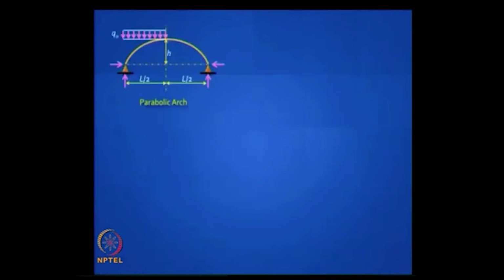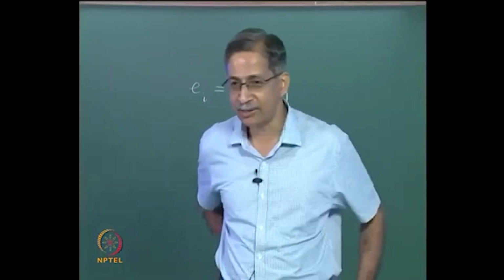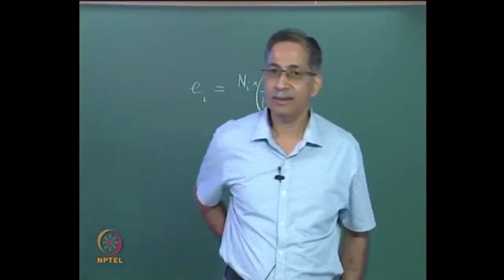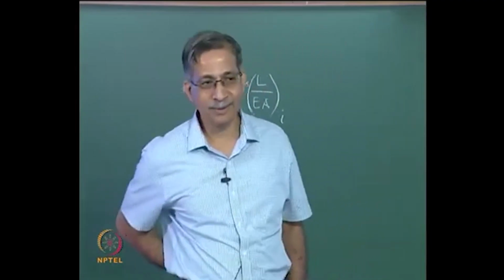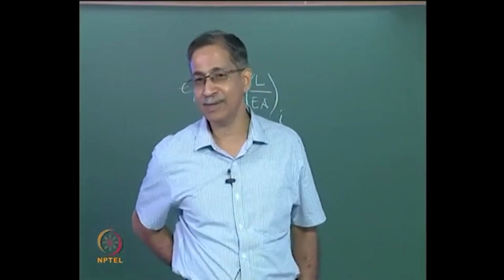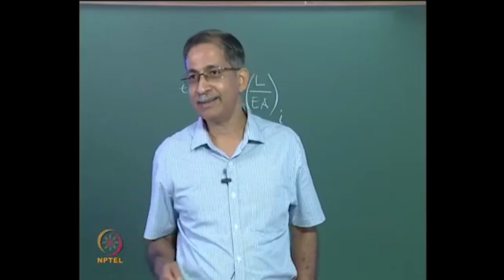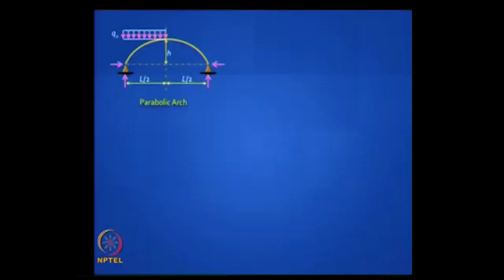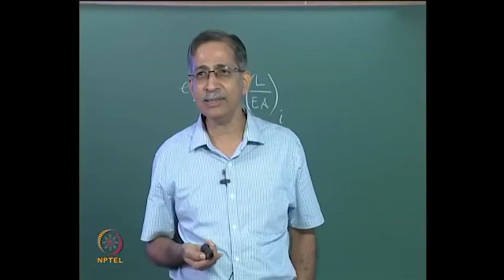For example, in this 2-hinged arch subjected to a distributed load on one half, is this a funicular arch? No, because the bending moment diagram for this is not a parabola, but still can you say it is statically determinate? What is the horizontal reaction? The vertical reactions are known. Okay. What is the horizontal reaction?